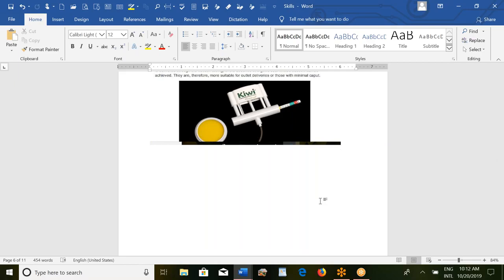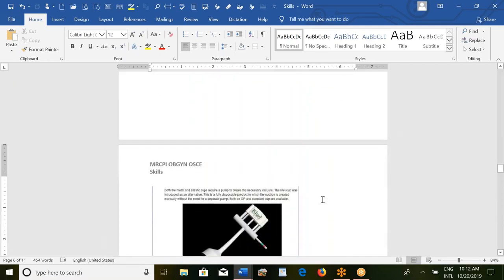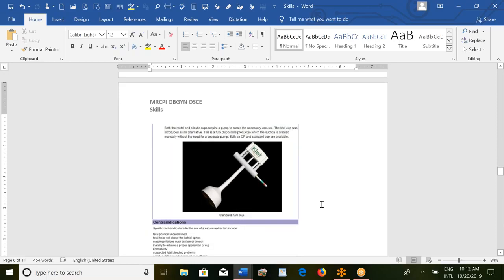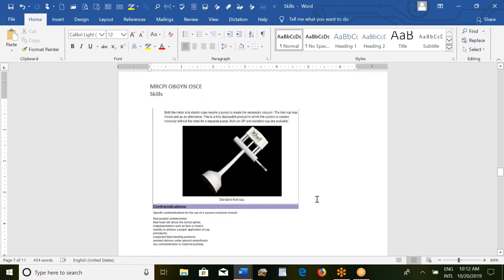So, where should it be applied? What is the point where you will apply this cup? If you are doing any type of vacuum extraction, whether you are using Kiwi or the stylistic cup, where will you apply it? The flexion point, which is 3 centimeter anterior to the posterior fontanelle and 6 centimeter behind the anterior fontanelle. Basically, it is the vertex, and at that point we should apply the Kiwi cup.